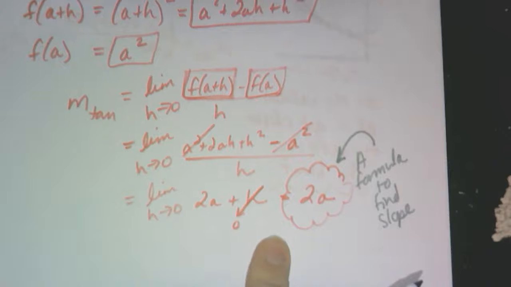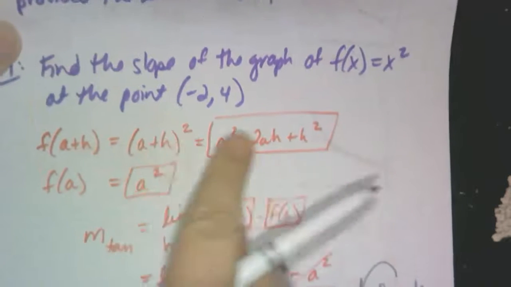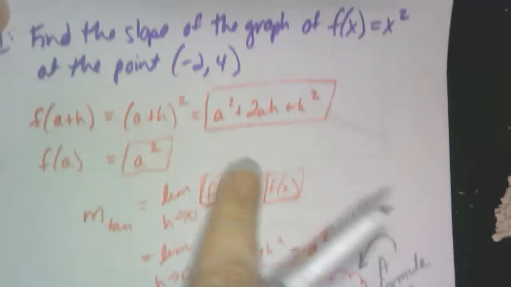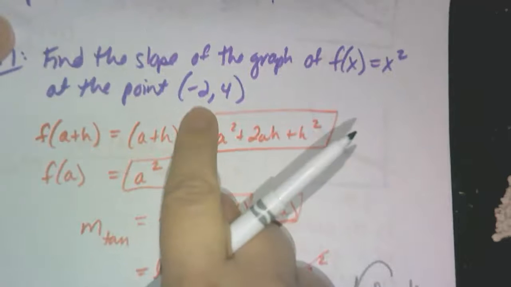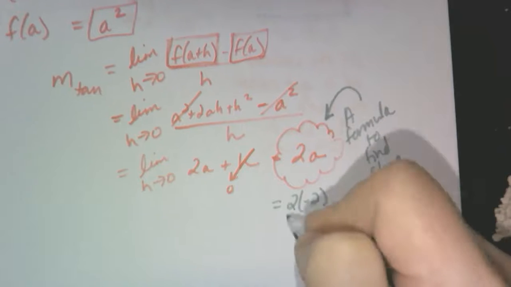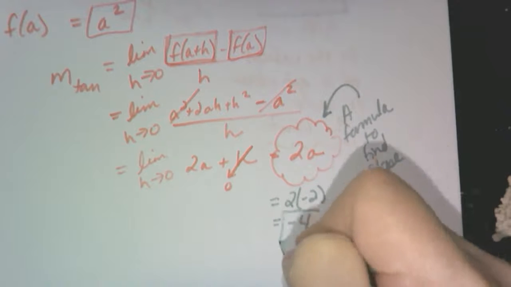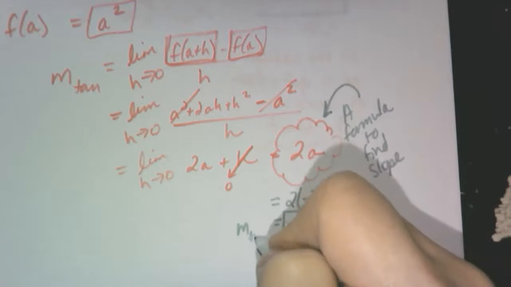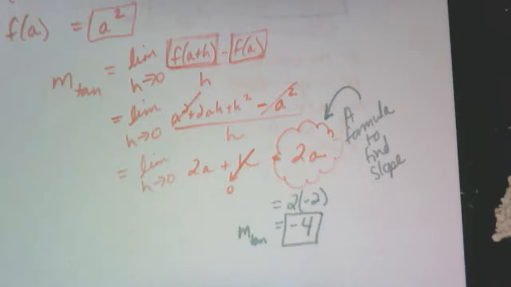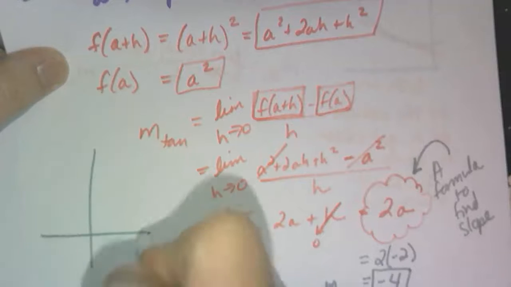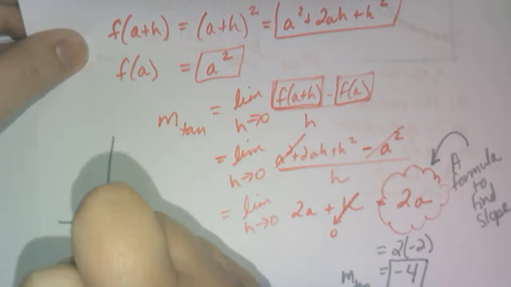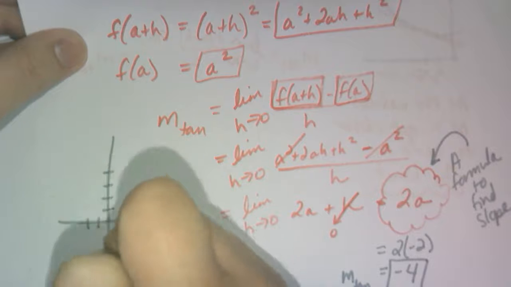So how do I find the slope at this point? What's my A? -2. How do you know negative 2 is my A? That's my A. So what would be the slope? 2 times negative 2, which is negative 4. That is the slope of the tangent line at the point negative 2, 4. If I were to graph this for you, because I think it's good to see it visually, the tangent line's the one that crosses or goes through one point.